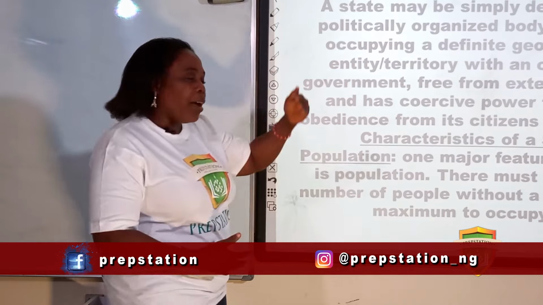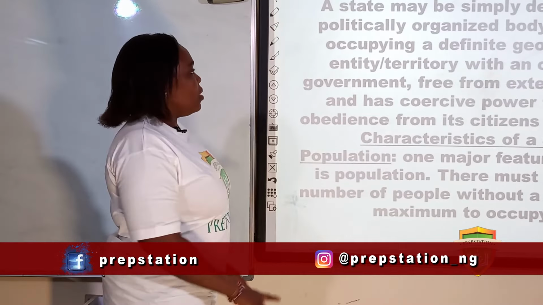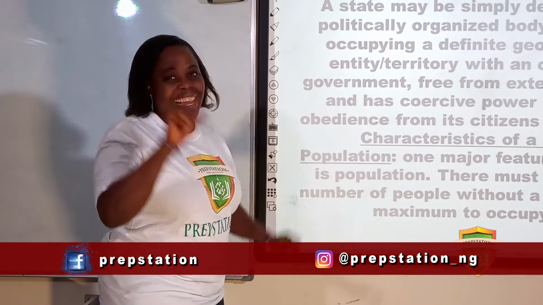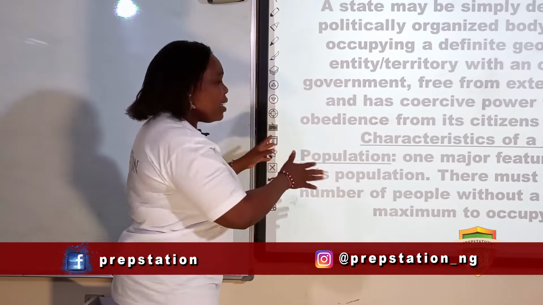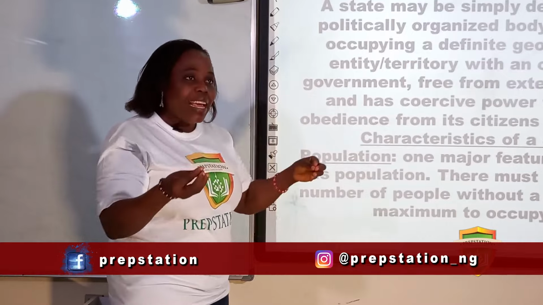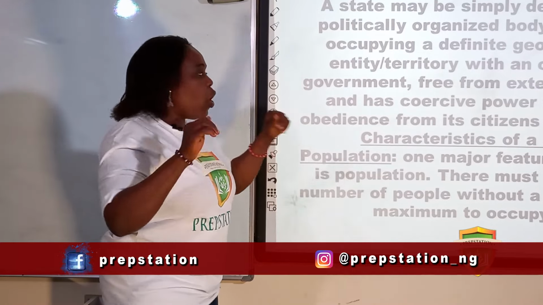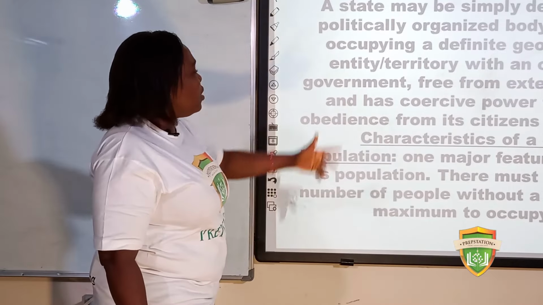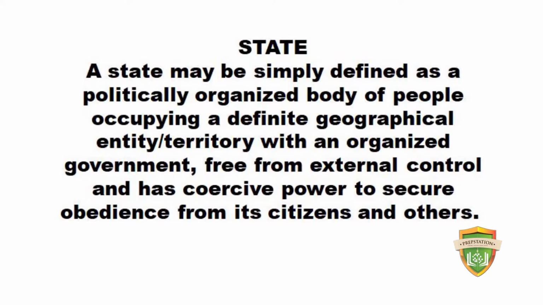Okay, now let's go back to definition of terms. I told you earlier on, when we say state, we're not talking about a state in Nigeria. We're not talking about Ogun State, Abia State, or Lagos State. We're talking about a state as a nation, as a country. What does a state mean? It simply means a politically organized body of people occupying a definite geographical entity or territory.